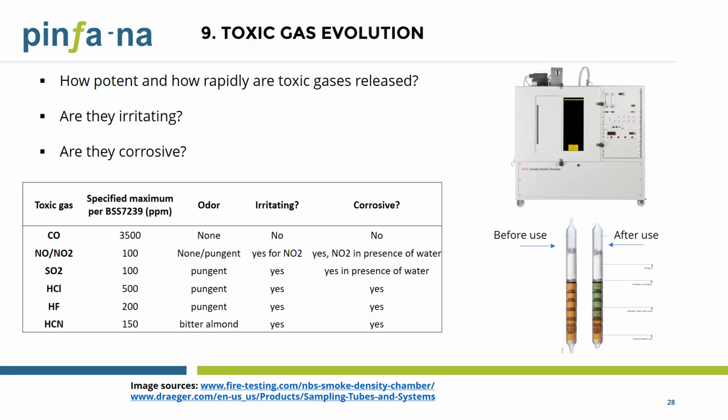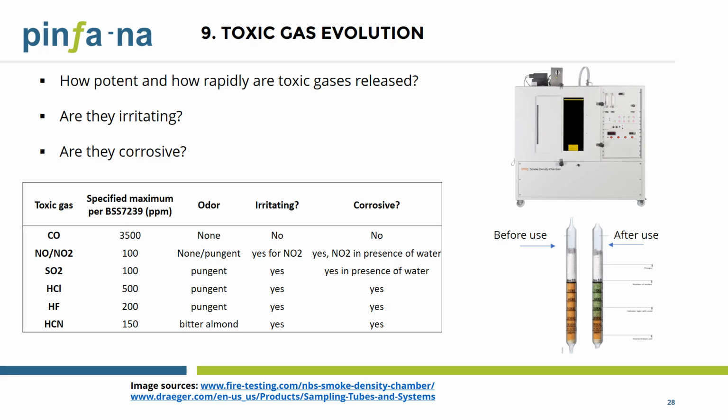The corresponding smoke toxicity test for the aerospace and railcar application in the US is the BSS 7239 test. In this test, 6 gas species, including carbon monoxide, nitrogen oxides, including nitrogen monoxide and nitrogen dioxide, and sulfur dioxide, HCl gas, HF, and HCN gas are measured. The smoke samples are typically collected during the NBS smoke density test at the 4 minute point of that test.